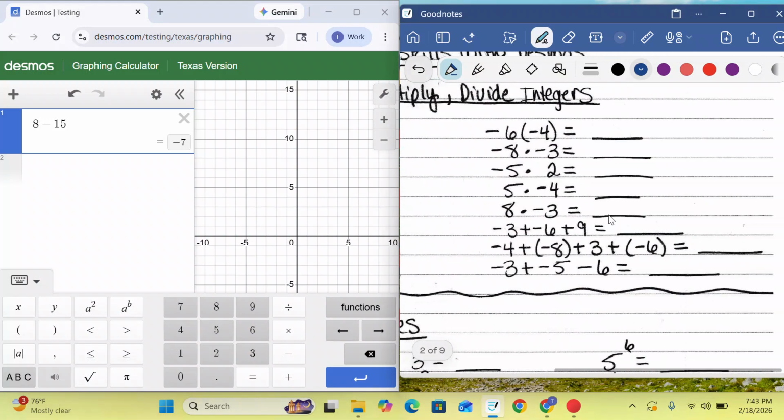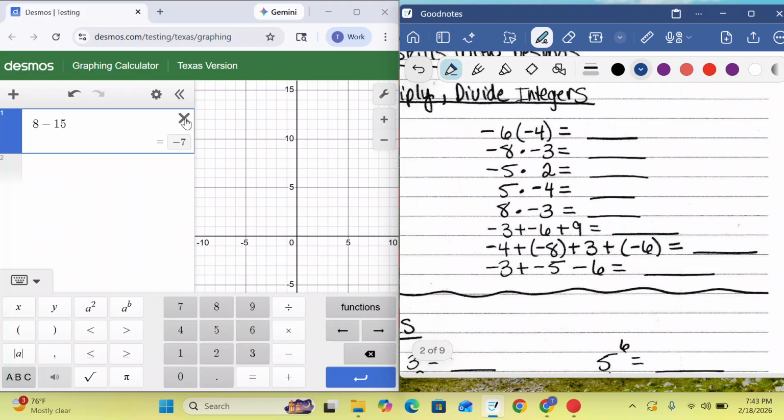Then I'm going to go on to -6 times -4. Again, I'm going to input it exactly the way it is. You do know there's a multiplication there, an imaginary multiplication. So I'm going to do -6, open parentheses, -4, close parentheses. And it is +24. Then I'm going to do -8 times -3. So I'm going to put in -8 times -3. By pushing the times, it automatically forms the dot. So that is also a 24.